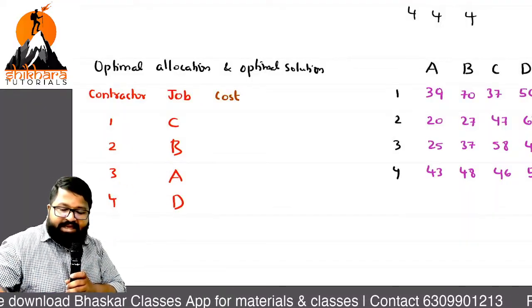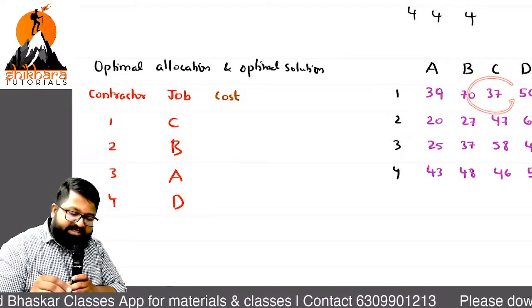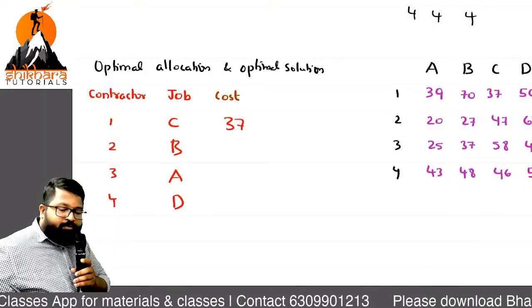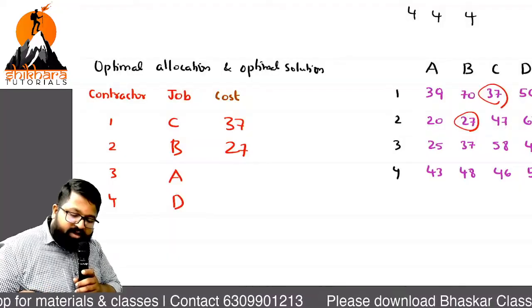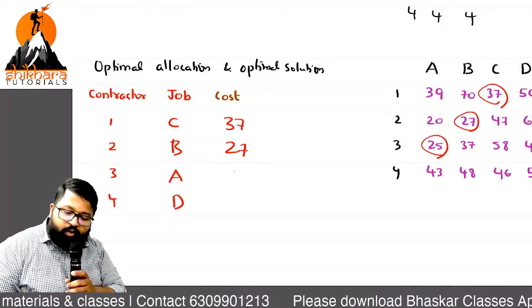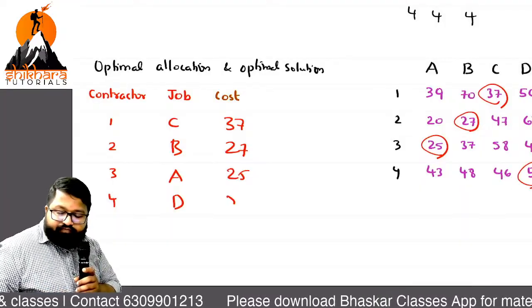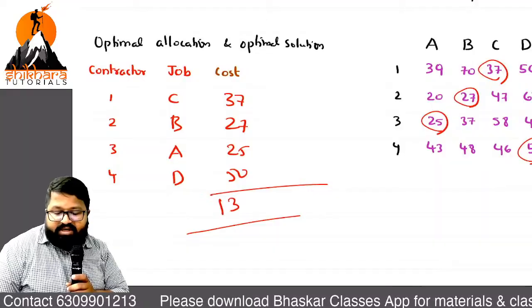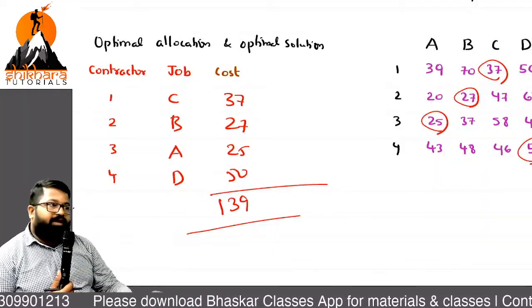So now by seeing the areas. For 1, what is the amount? 37. So write that amount. For 2, what is the amount? 27. And for 3? 25. For 4? 50. So what is the total there? 139. Okay, 139 is the element there.